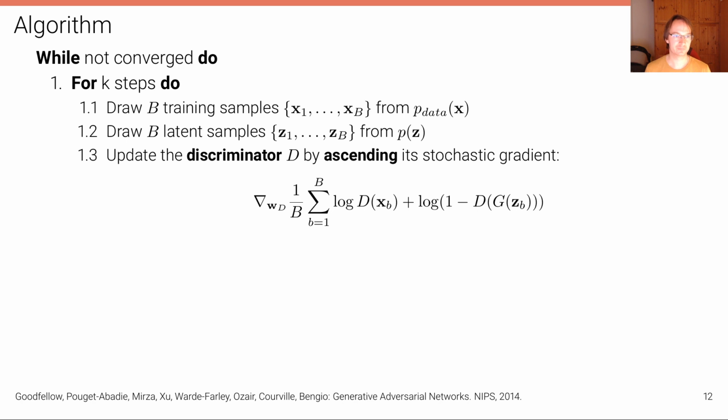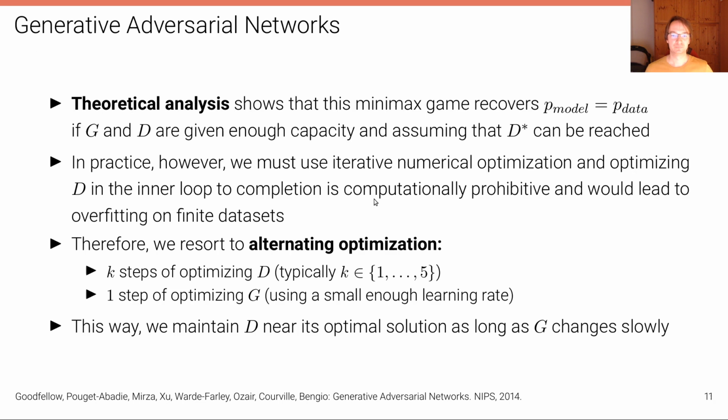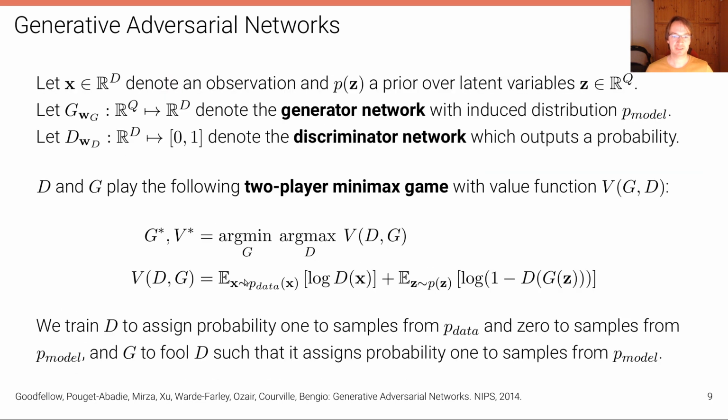So here's the basic GAN algorithm. While we're not converged, for K steps, we draw B training samples from the data distribution. Then we draw B latent samples from the prior over the latent space, this isotropic Gaussian. And then we update the discriminator D by ascending its stochastic gradient. This is the expression that we've seen before. If we go back, we see that both sides depend on D, so we have to consider both sides of this expression.